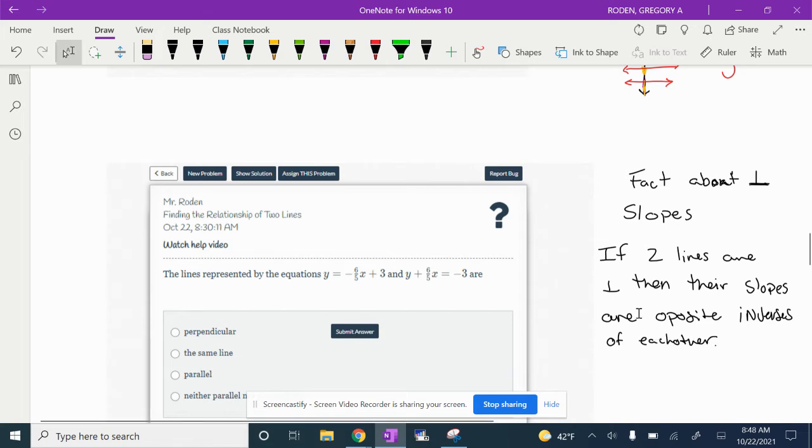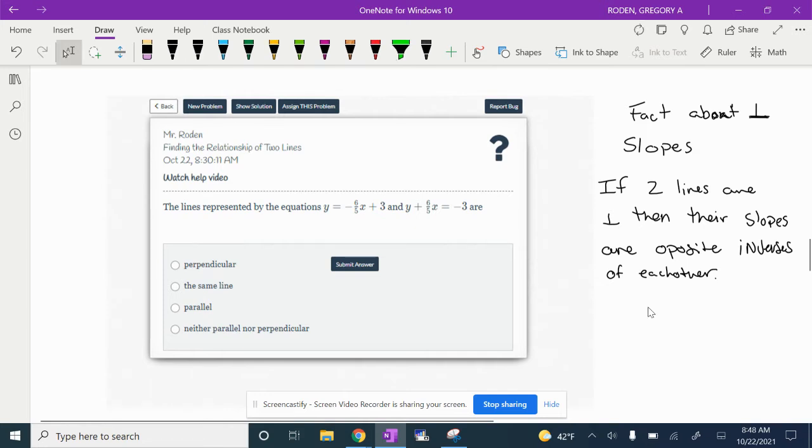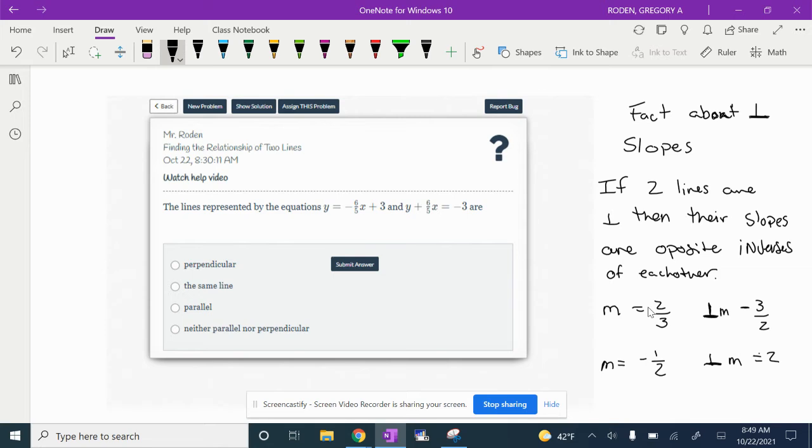Okay? I think we've talked about that this year, but if you don't understand what I'm saying, let's say we have one line that has a slope of 2/3. Well, the perpendicular slope would be -3/2. See that? Okay? Let's say we had a slope of m equals -1/2. The perpendicular slope of that would be +2, or +2/1. So we flip it and change the sign. That's the way you can think of perpendicular slopes: flip it and change the sign. Parallel slopes are exactly equal.